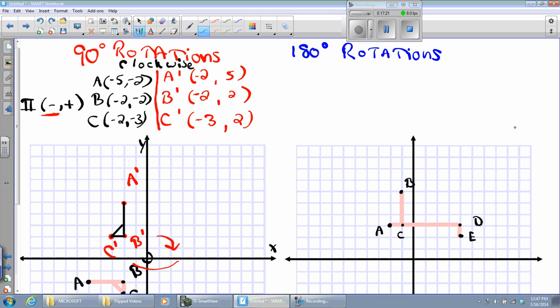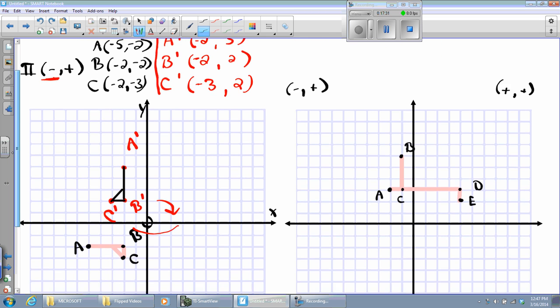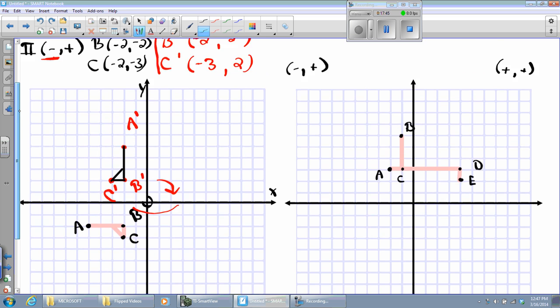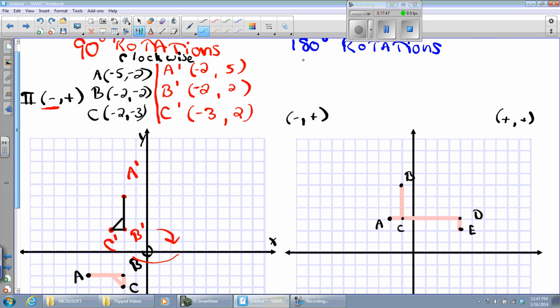Now I'm in 2 different quadrants, aren't I? Some of my points are in this quadrant, positive, positive. Some are in the negative, positive quadrant, right? Going to go 180 degrees. I'm probably going to end up switching down to these 2 quadrants, positive, negative. All right, so let's get the coordinates down.